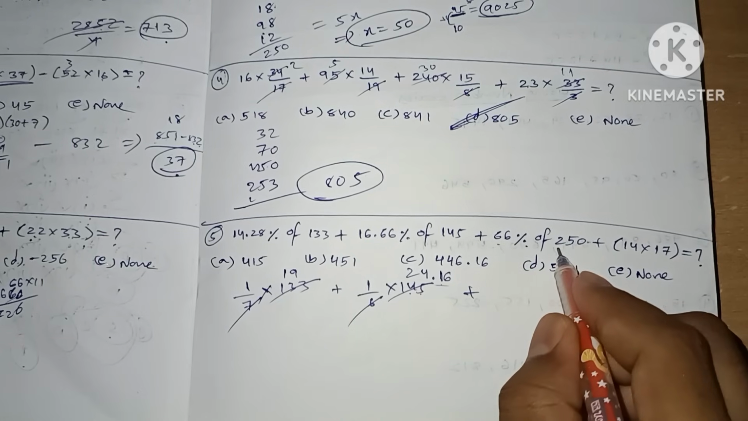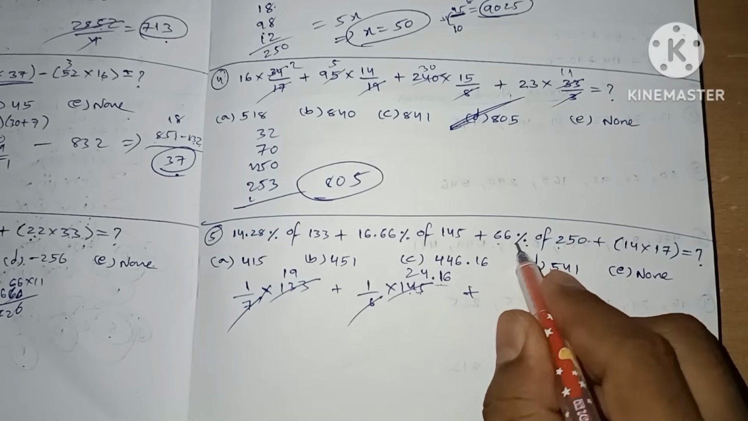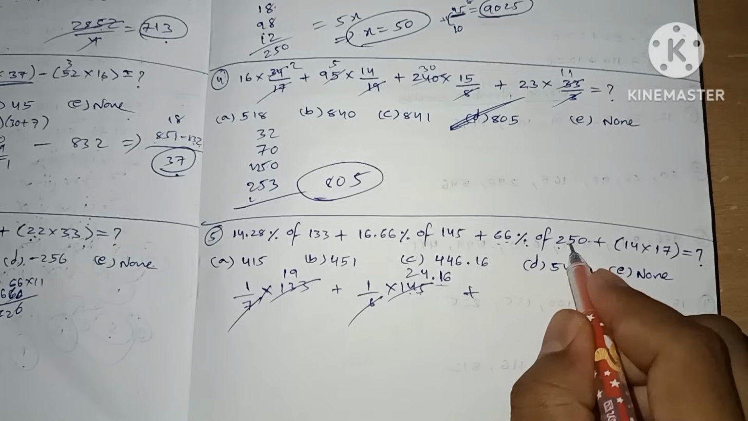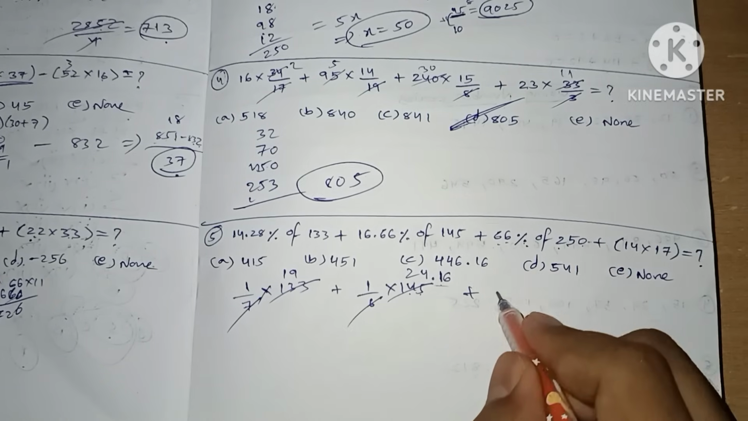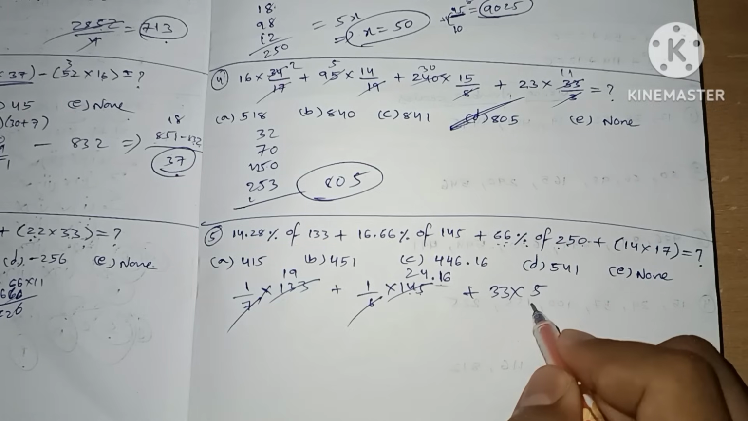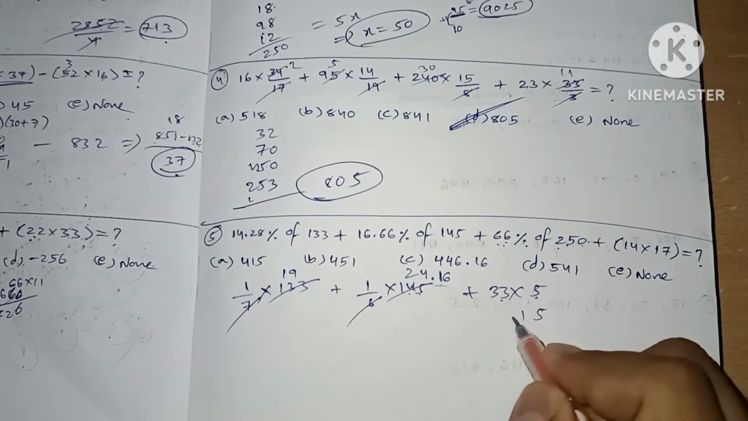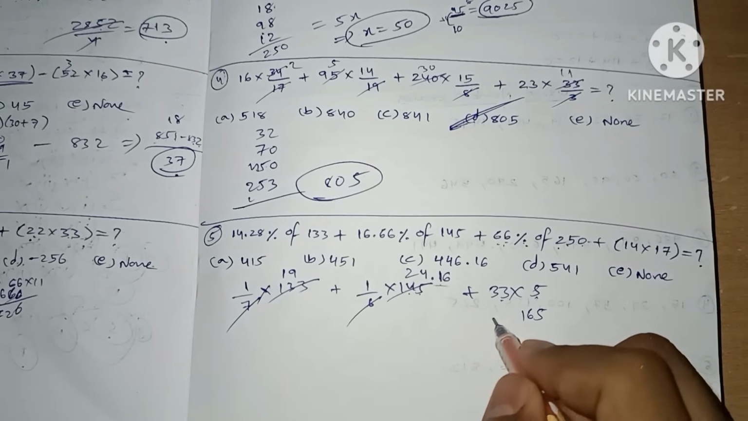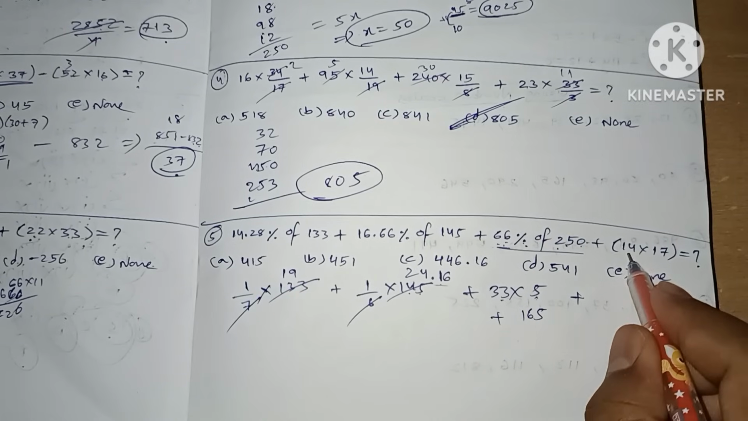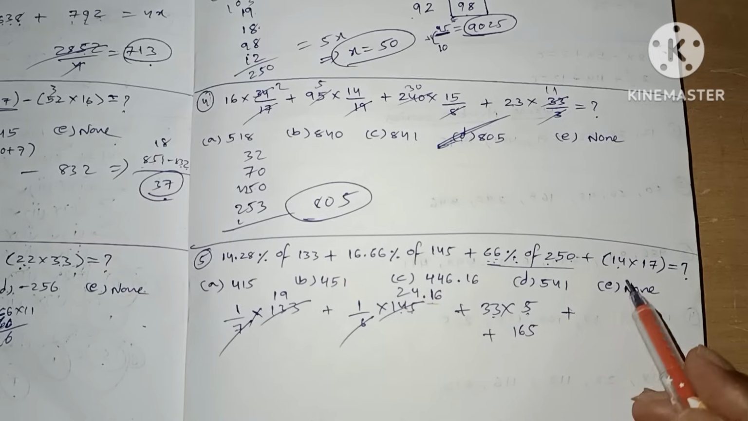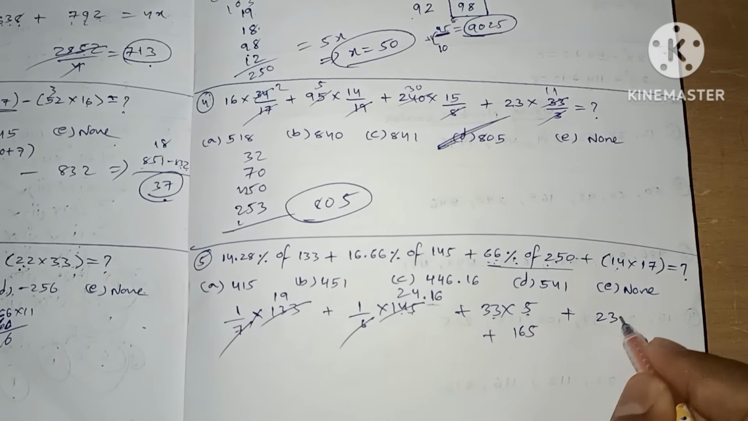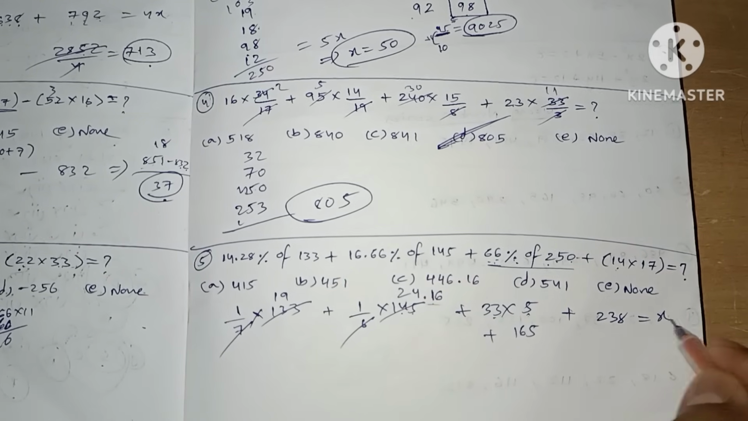66.66 percentage of 250. So how we write this as percentage: 2 multiple, 5 multiple, and a single zero. We write this as 2 33 times into 5 5 times. 5 3 times is 15, and into 11 times means sum of these two. So 165 from this one plus 14 into 17. So 14 17 times is 238 equals to x.